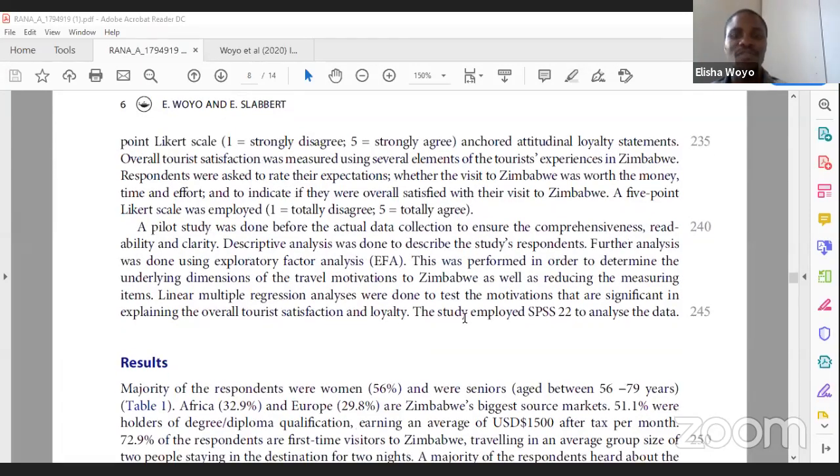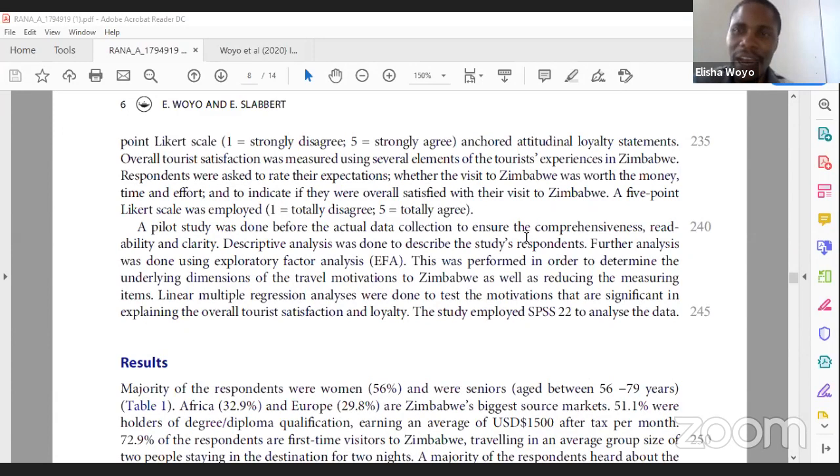Okay, what is the role of a pilot study in quantitative research? When we pilot in quantitative research, what we normally want to achieve is what I have posted here. A pilot study is done before data collection. We just want to ensure comprehensiveness in terms of the constructs that you are measuring. Is your instrument really comprehensive?